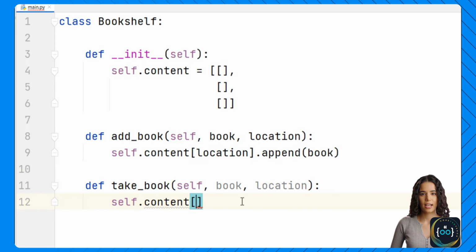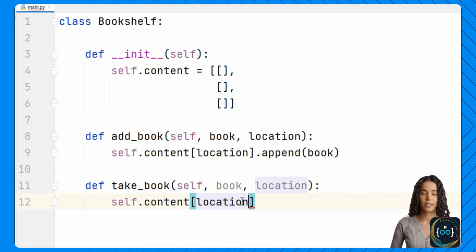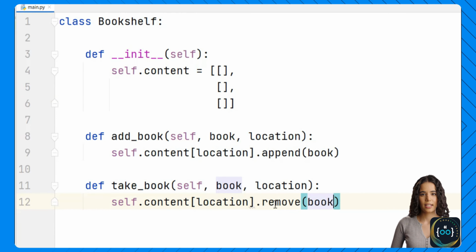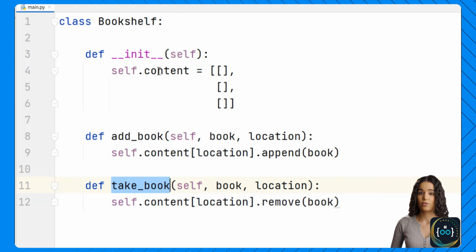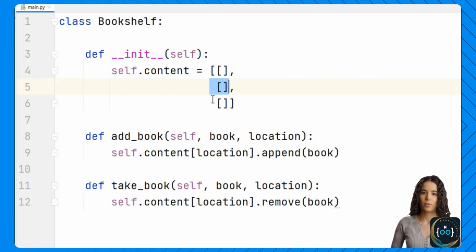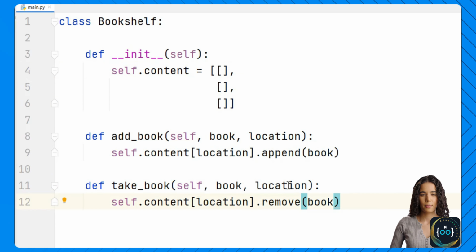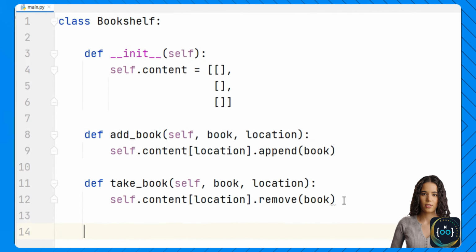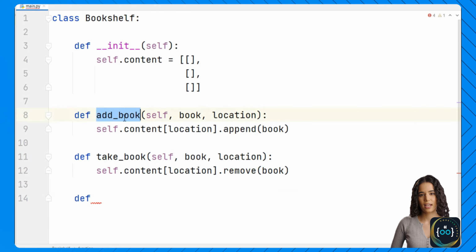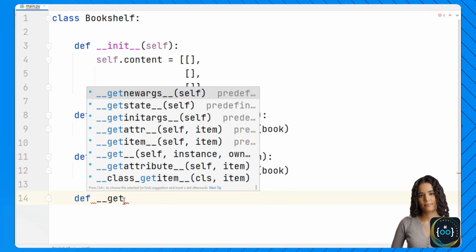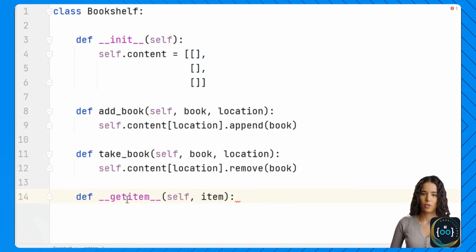We're going to take the content of the bookshelf, its location as well, so we're going to get the list that corresponds to that particular level where the book is located, and then we are going to remove the book. In this case, we're going to assume that the book is already part of the bookshelf in the level that was specified by the user. You could also try to implement a conditional right here to check if the book is in the location that was specified. Great, so now we can add a book and we can take a book. So we have to start implementing the special method getitem.